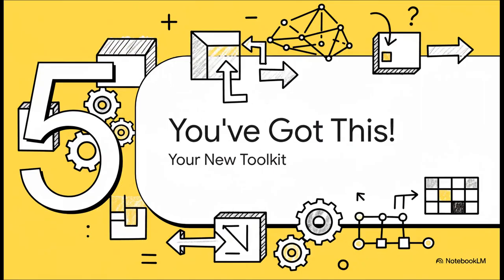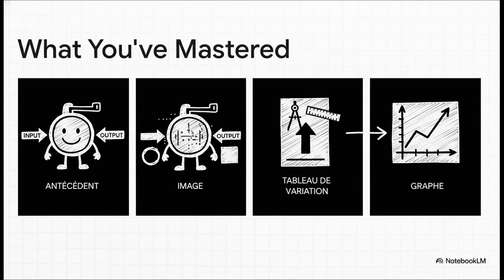All right, let's just pause for a second and take a look at what we've done. You haven't just memorized a couple of rules. You've actually built yourself a powerful new toolkit that's going to help you understand pretty much any function that comes your way. So think about it. You now know that a function is just a simple machine. You know that an antecedent goes in and an image comes out. You know that those variation tables are just blueprints for the function's direction. And you know that the arrow in that blueprint tells you exactly what the final graph is going to look like. You have seriously gone from mystery to mastery.